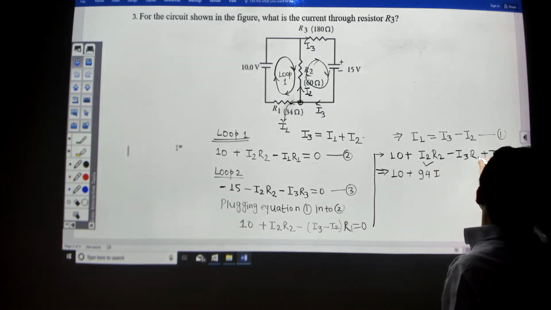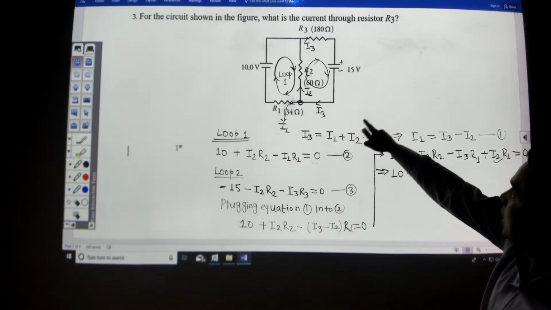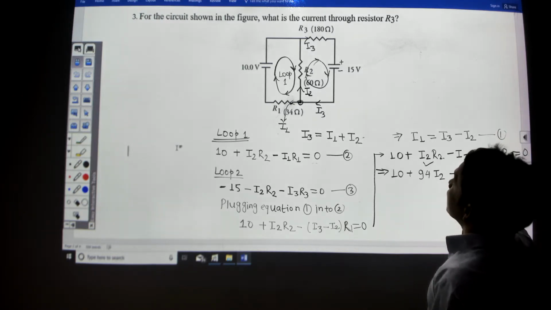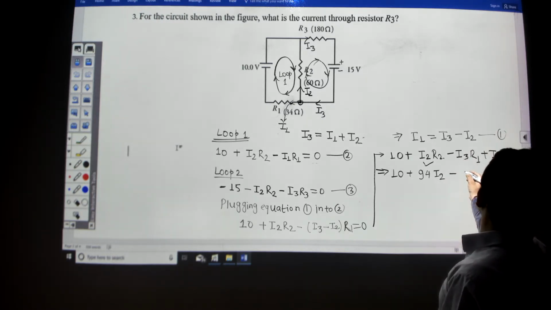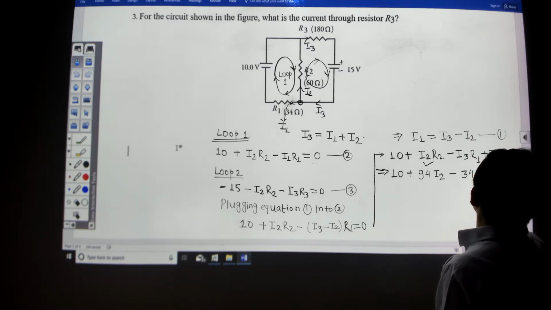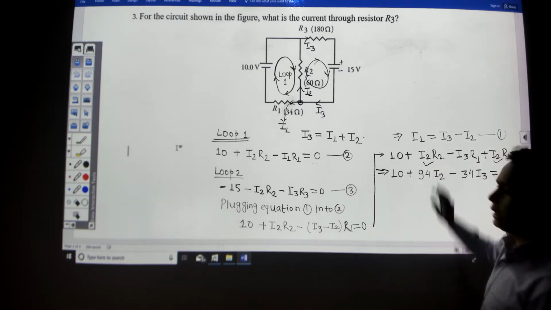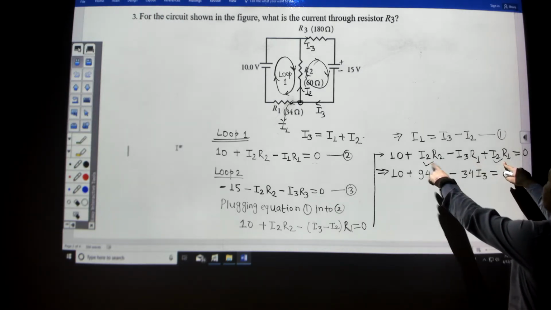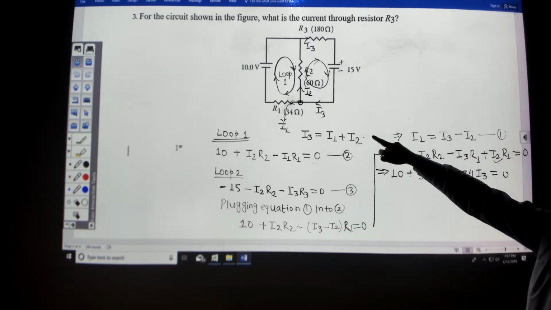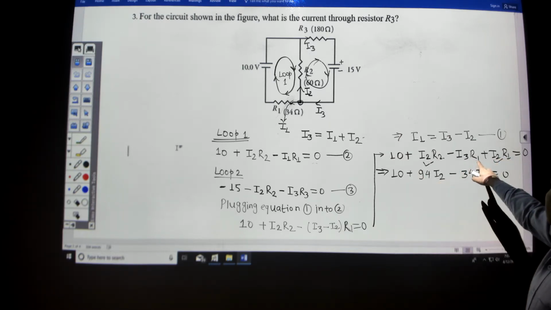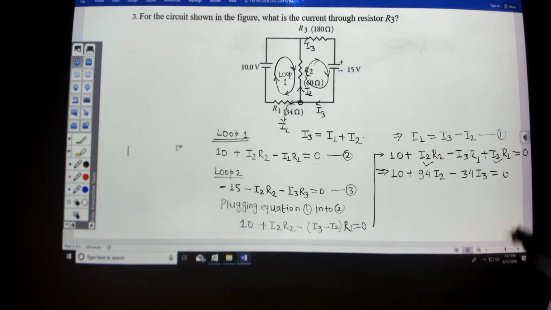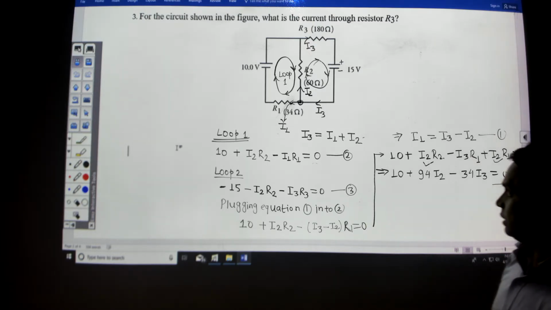We have to add R2 and R1. So 94 times I2 minus R1, which is 34, I3. This is equal to 0. I'm just plugging in the values of R1, R2, and R3. You see, these two terms will be added together. R1 plus R2 is 94. And R1 is simply equal to 34. So this is my first equation. That's equation 4.